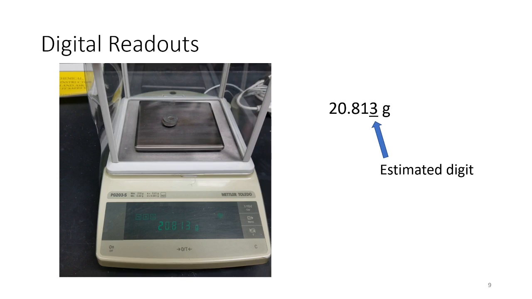Instruments with digital readouts do the estimating for you. This balance is reporting the mass of these washers as 20.813 grams. The estimated digit is the 3 in this case.